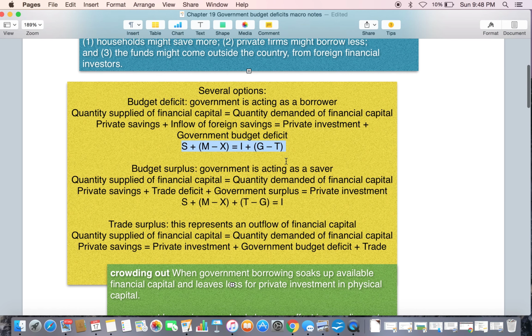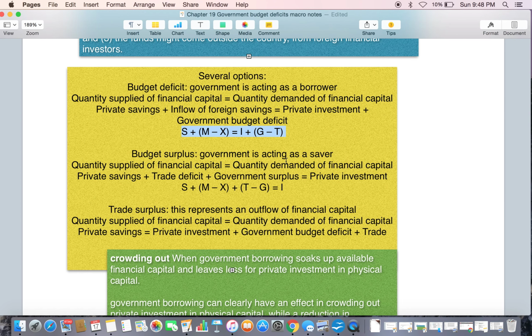The next situation is when there is a budget surplus. So essentially the government is going to be acting as a saver. And so our formula changes around a little bit. We're going to move our government variables from the right-hand side of the equation to the left, because the equation is, again, the quantity supplied of financial capital must equal the quantity demanded of financial capital in equilibrium. So the quantity supplied of financial capital is a function of the total household savings, so private savings as represented by S. And yet we might still have a trade deficit.